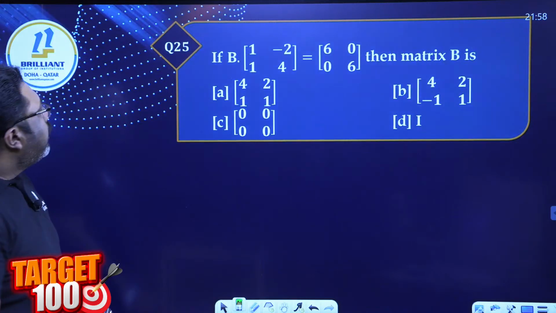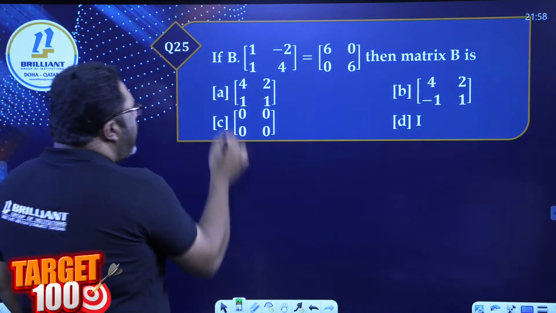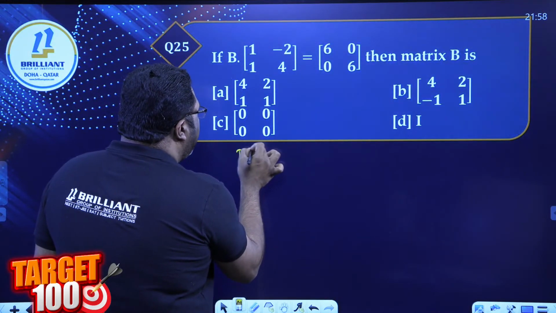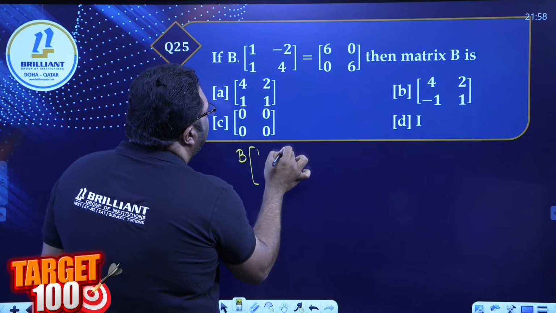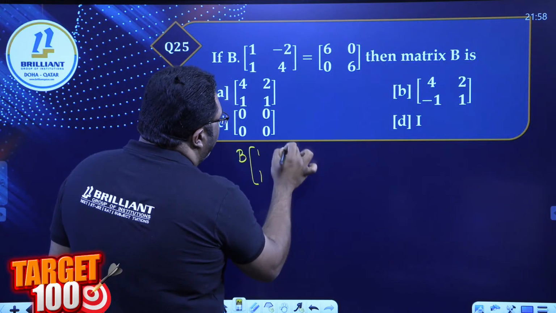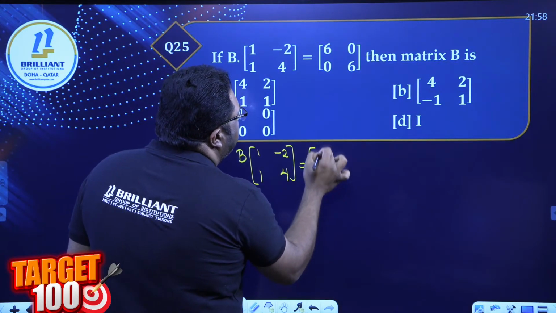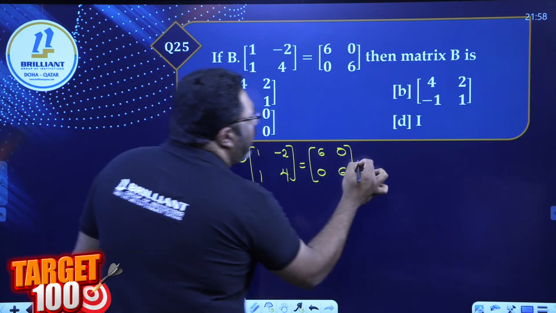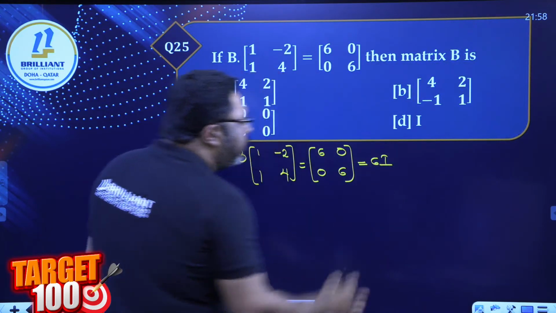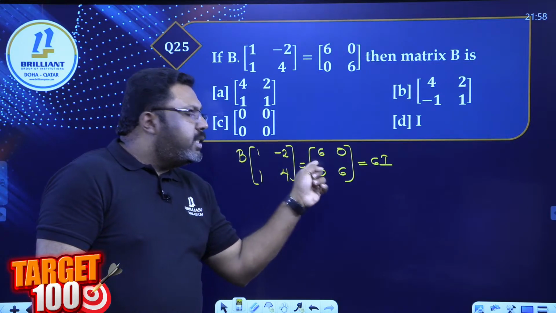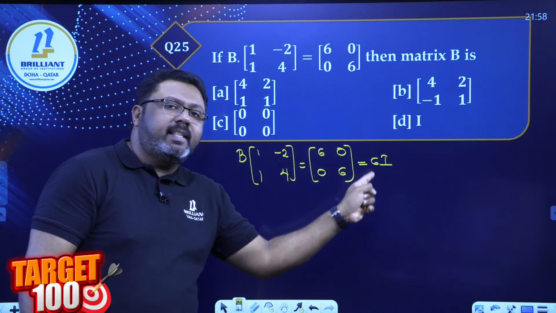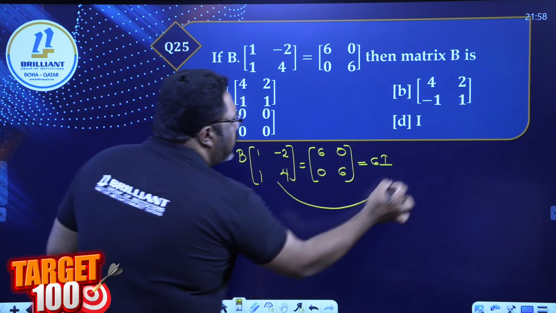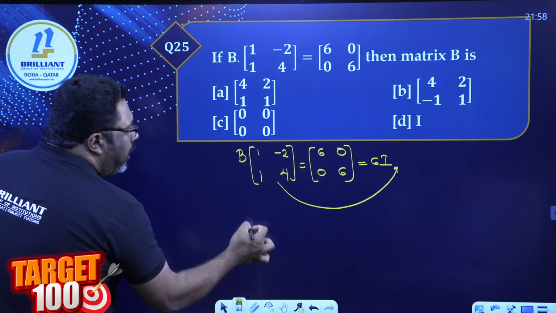Moving forward. Question number 25. If B is multiplied with the matrix 1, minus 2, 1, 4, and the result is another matrix which is 6, 0, 0, 6, straight away I am writing that as 6I. Don't mind. 6 comes out. It's a matrix which looks like 6I. I am supposed to find B. If I can take this over to the other side, B will be coming, right?